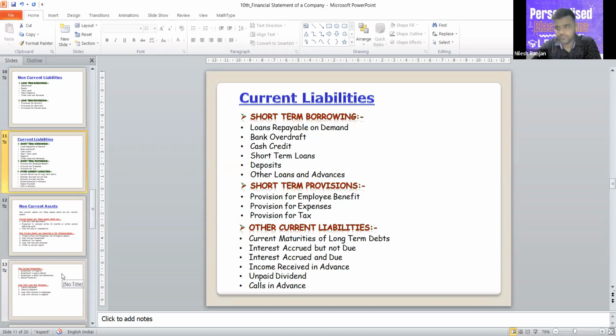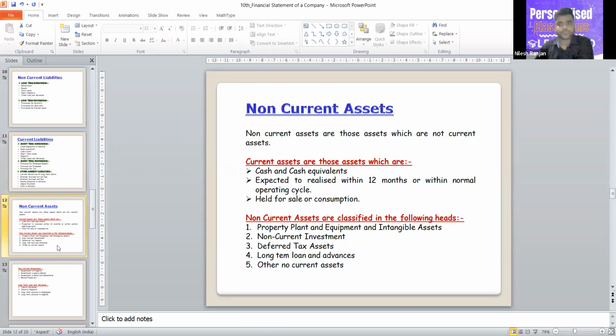So now non-current assets, the first item on our asset side. I told you that the classification of assets or liabilities into current or non-current is based on the 12 months time or the operating cycle. Do you remember? Yes, that's why it is written here.